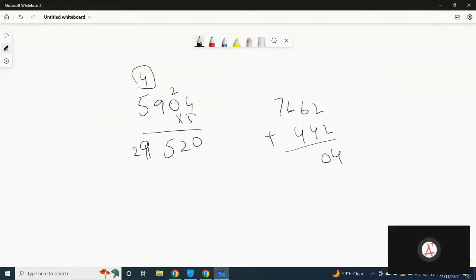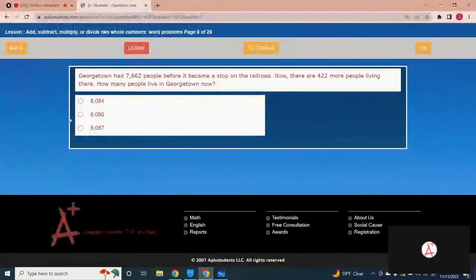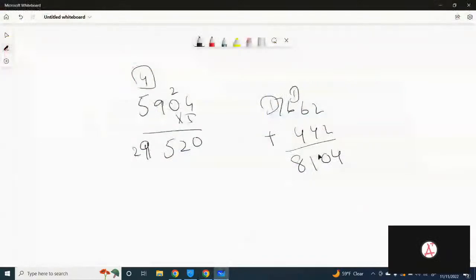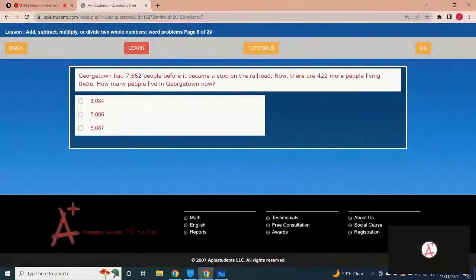6 plus 4 is 10. Write 0 over here and carry 1. 6 plus 4 is 10 and 1, 11. Write 1 and carry 1. So 7 plus 1 is 8. Now that means he has 8,104 total customers. 8,422. Sorry, I added 422. We have to add. 6 plus 2 is 8. So it is 8,184.